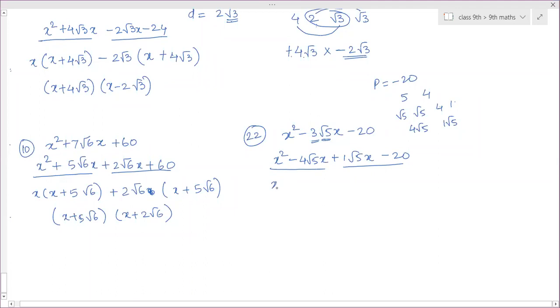So it is x into bracket x minus 4 root 5, plus root 5 into bracket x minus 4 root 5. Out of that, root 5 we have taken out. So what is left in this one? The remaining parts, how many numbers are left? 4 into 1 into root 5, that means it is 4 root 5. So x minus 4 root 5 is one bracket and x plus root 5 is the second bracket.